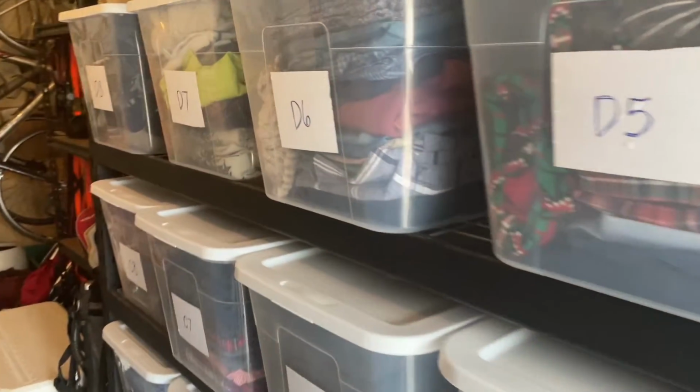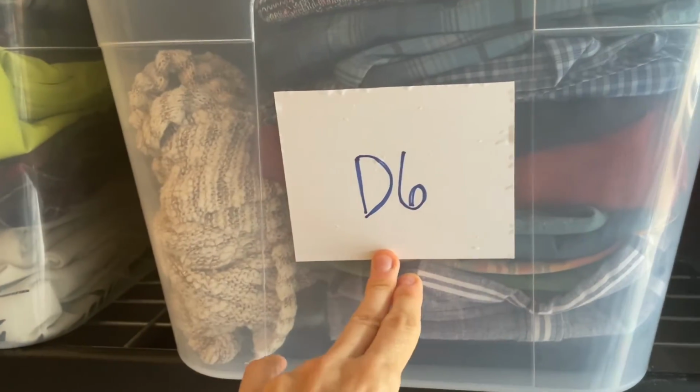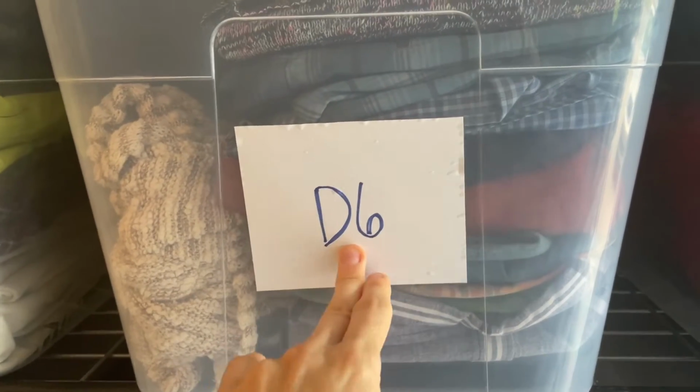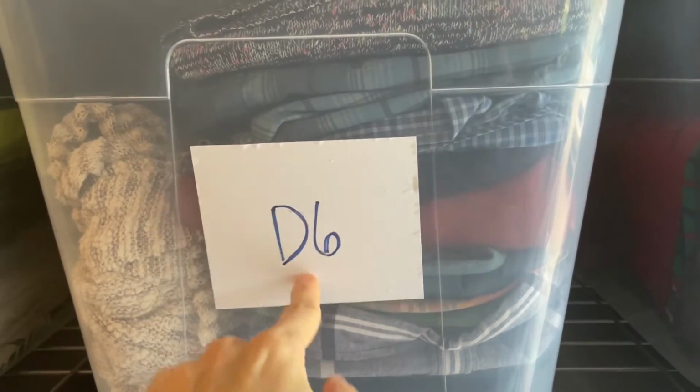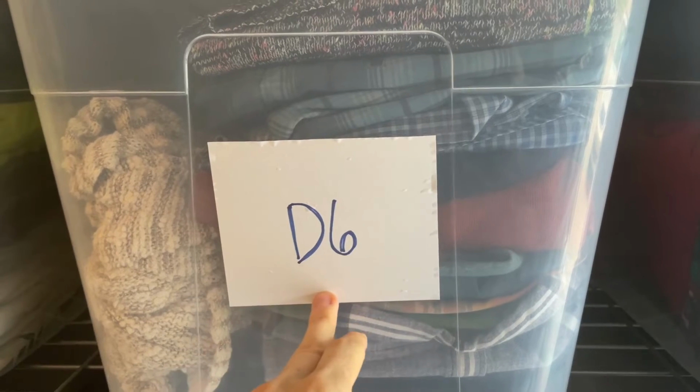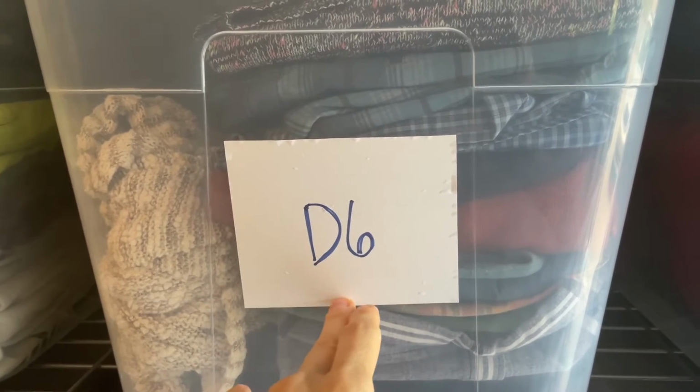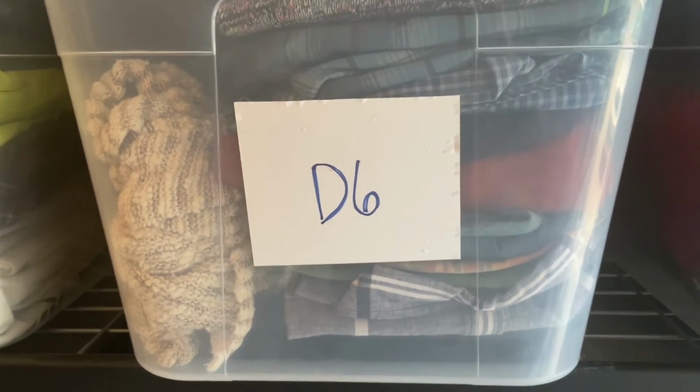So whenever I am looking for items, I will go find the bin that it's in based on this code. And you may be asking, where do I find this code? How do I know that the item I'm looking for is in D6? Let me show you that right now.